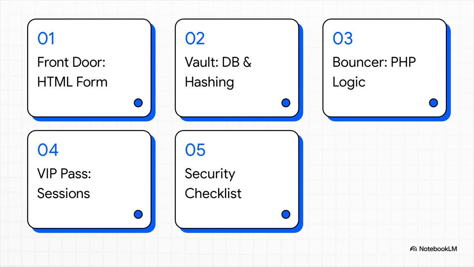So, here's our roadmap for this build. We're going to start with the front door. That's the simple HTML form the user sees. Then we'll construct the vault, our secure database. After that, we'll hire the bouncer, the PHP code that checks everyone's credentials. Once they're in, we'll issue a VIP pass, using sessions, so the site remembers them. And we'll wrap it all up with the security checklist you just can't skip.